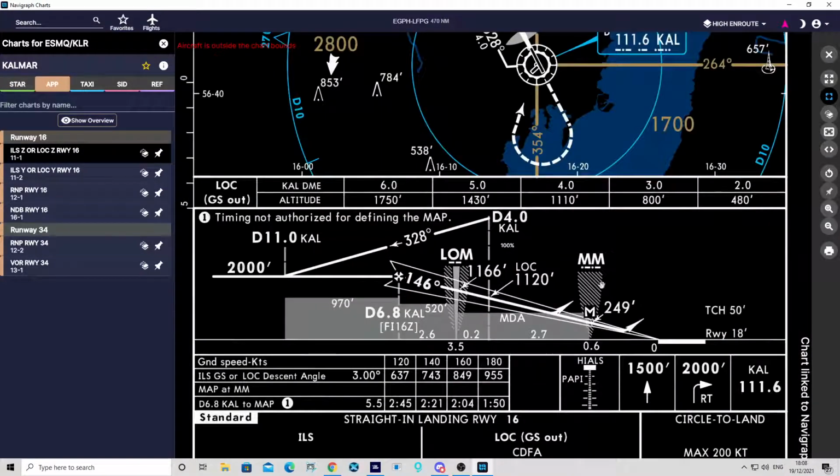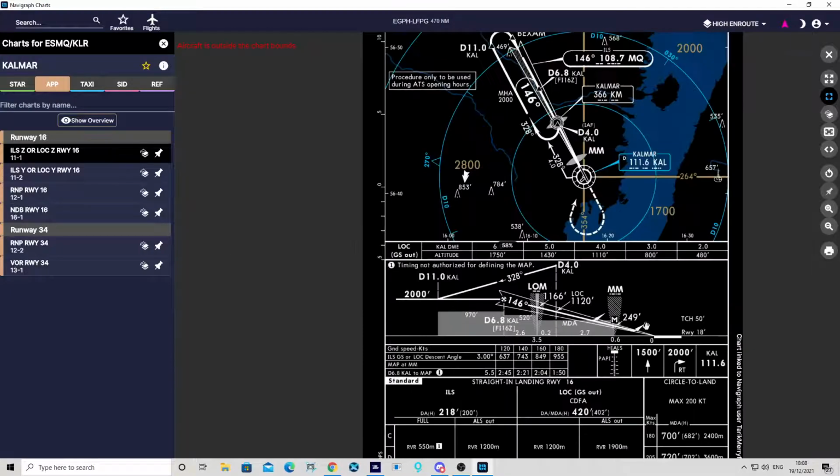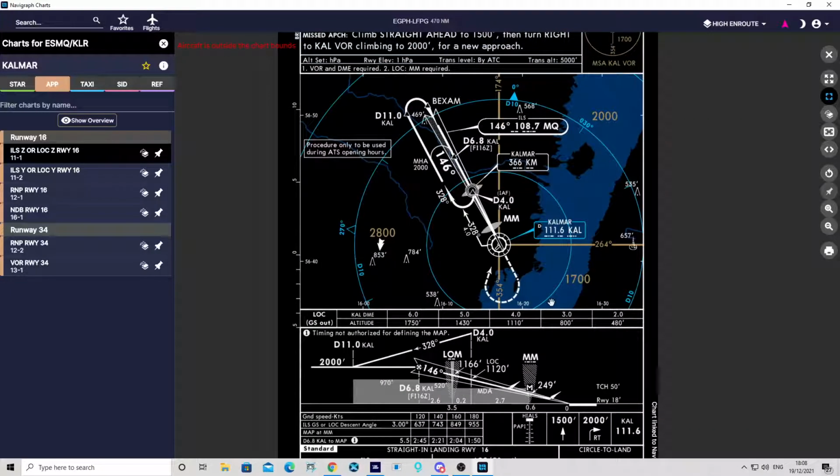Okay, so you've got a middle marker here. Before, DMEs, distance measuring equipment, were not that common, so you would have ILS approaches without DME, and you do have to make checks. You have to check how far you are from the runway at certain altitudes. So that's why we have these right here.